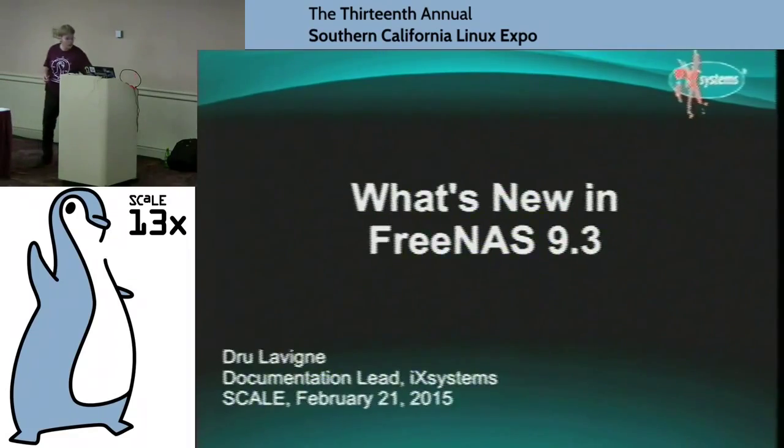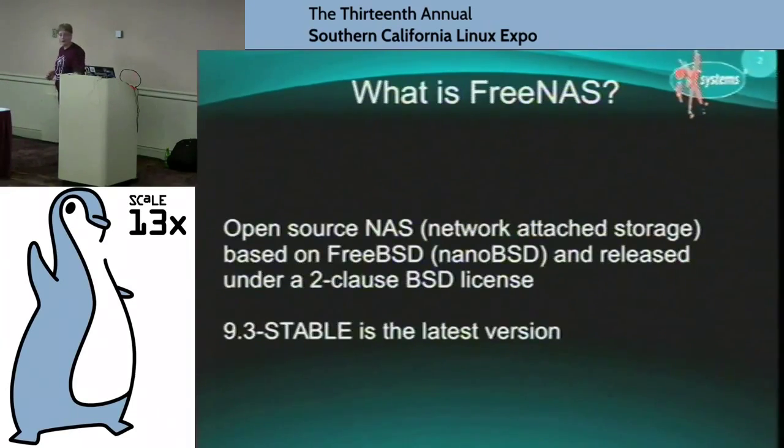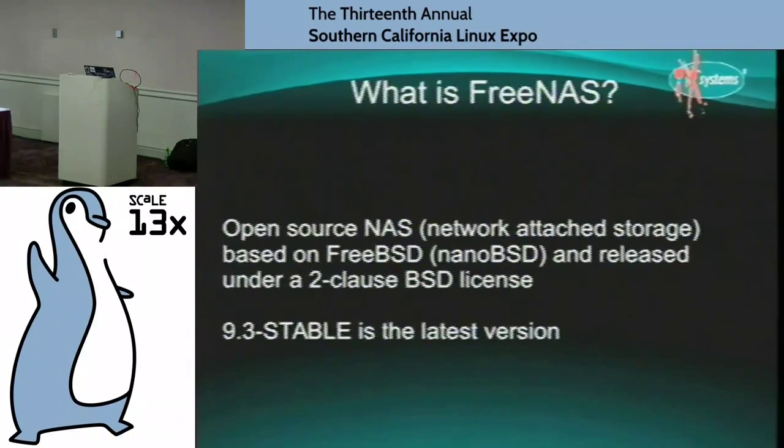So today we're going to talk about what's new in FreeNAS 9.3. For those of you who have not heard of FreeNAS yet, it is an open source network attached storage. It is based on FreeBSD and it is released under a BSD license. The latest version is 9.3, which was released the first week of December. And we'll be talking a little bit about the concept of stable and why you want to be running stable. So 9.3 stable is the latest version.